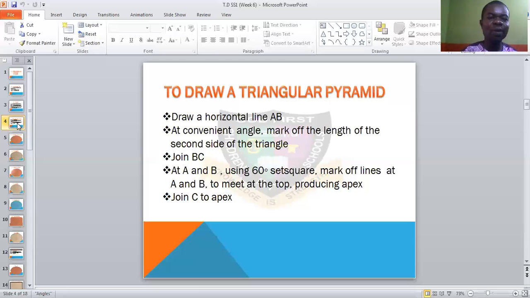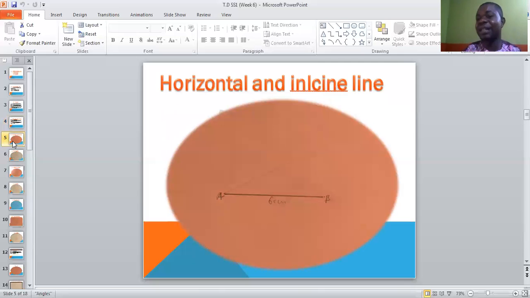Let us see what I am talking about. In our usual way, we need to draw this AB line. I use 60 mm now. And then at this point, I use the 30 degrees set square to get that fixed line. Then I measure the side of that particular line. That is what I want to get, that's the second side.